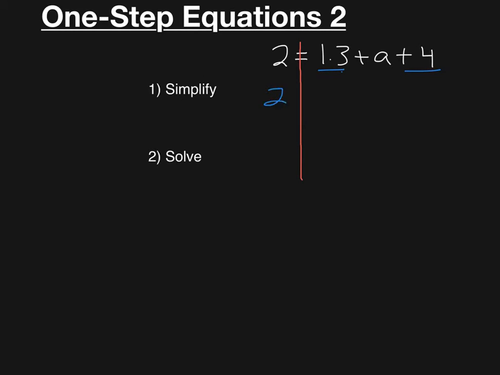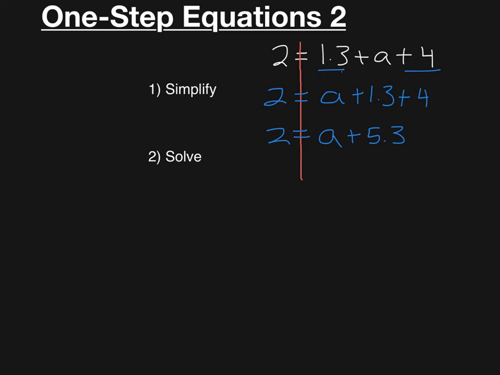So I'm going to rewrite my equation here. I'm going to write 2 equals. I'm going to write my variable first, and I'm going to write my two like terms next to each other. And I can do this using the commutative property of addition. Since this is all addition, I can rearrange them however I want. Now that I've rearranged them so that my like terms are next to each other, I'm going to combine them. So 1.3 plus 4 gives me positive 5.3.